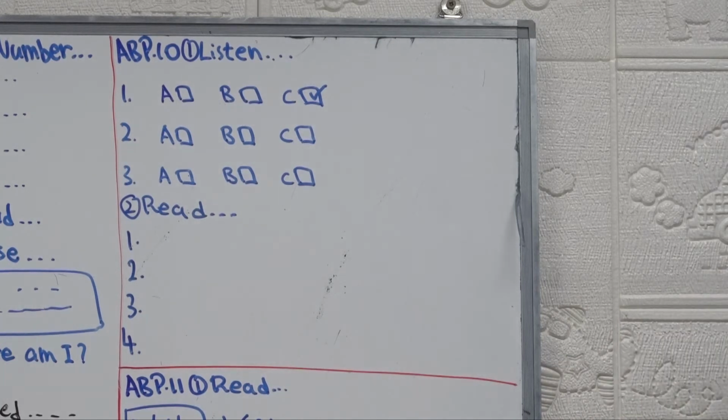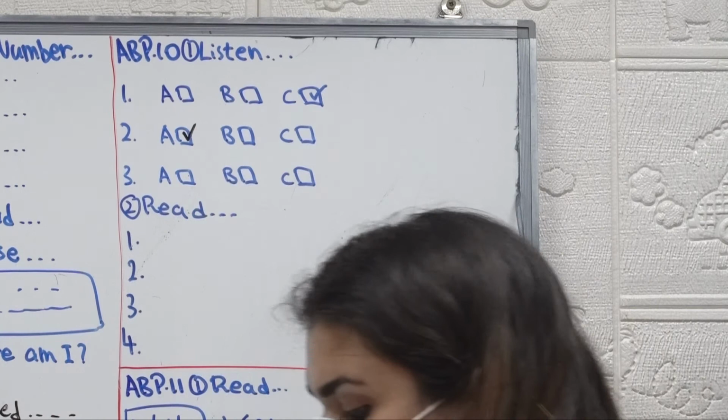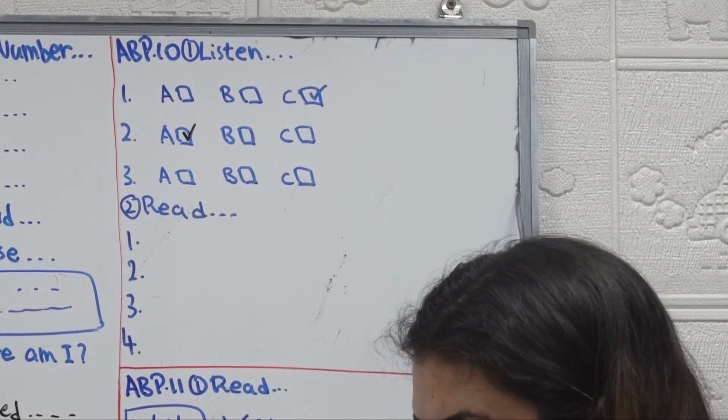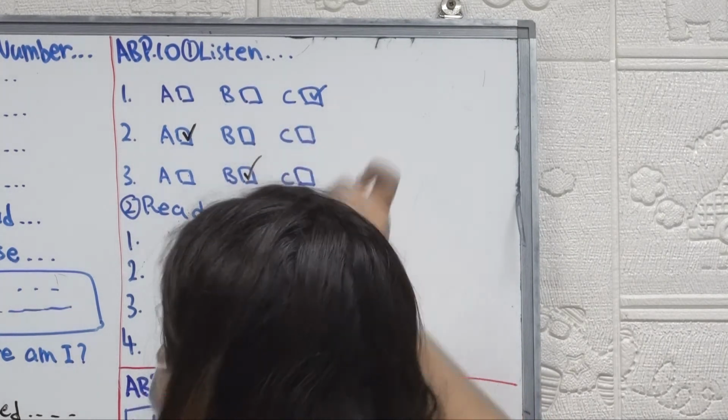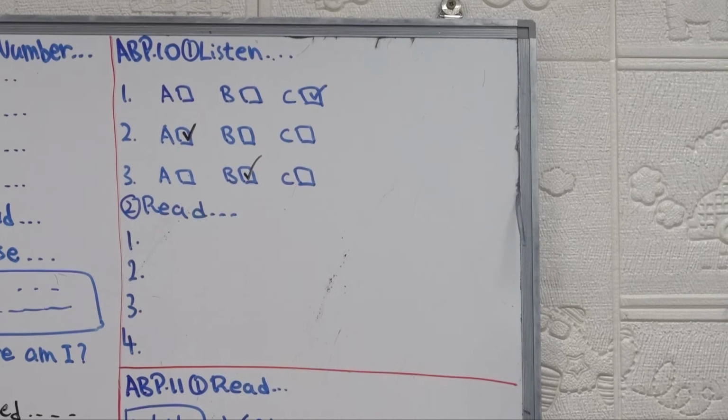All right. So number 2, what is it about? The best answer should be A, the one at the theater. And then number 3, where does he work? In a theater. All right.